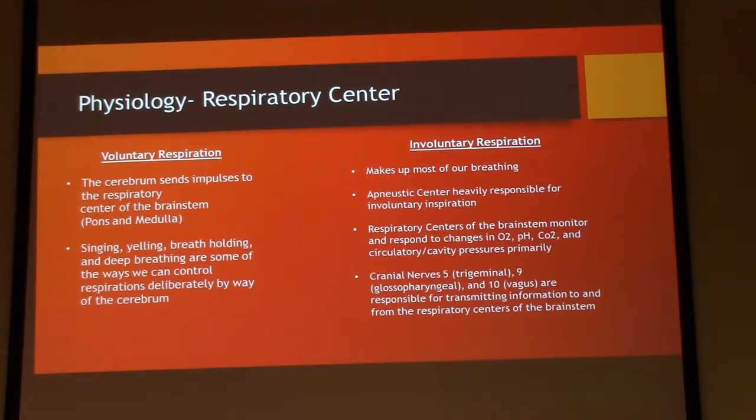So we have our voluntary ventilation, meaning that when we need to sing, scream, holler, even talk, that's all part of the cerebrum, and it sends an impulse to our pons and medulla to assist in that. With involuntary respirations, we don't think about us breathing or ventilations. It just happens based on those baroreceptors and chemoreceptors.